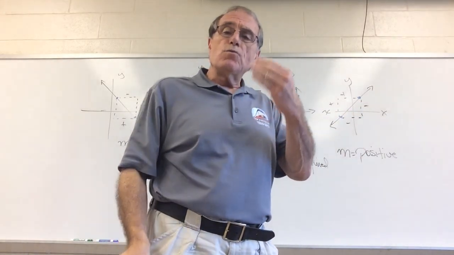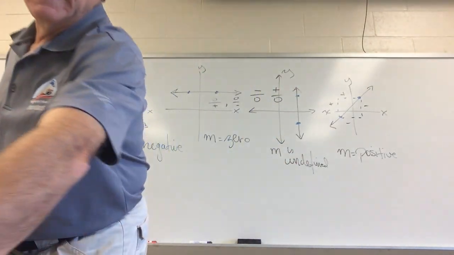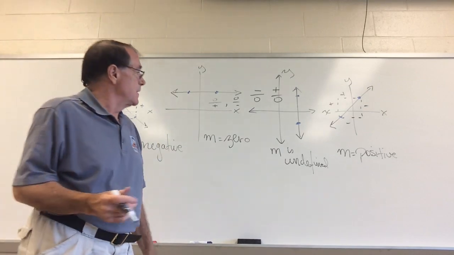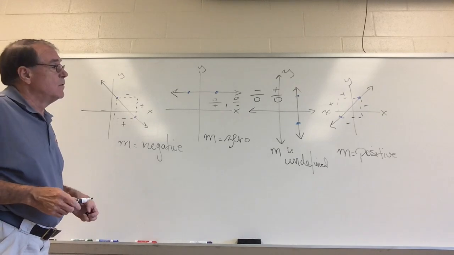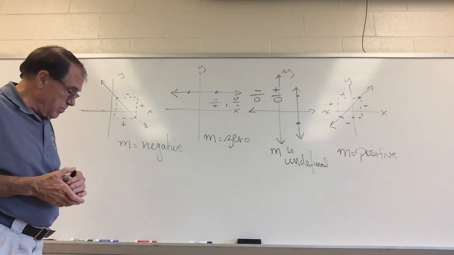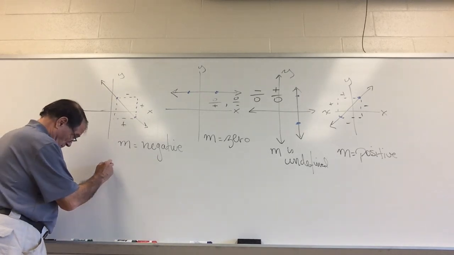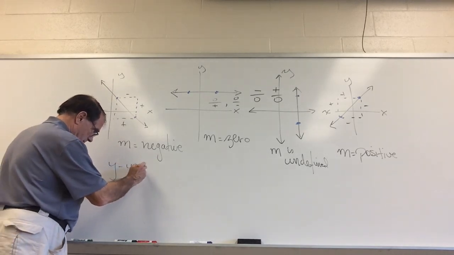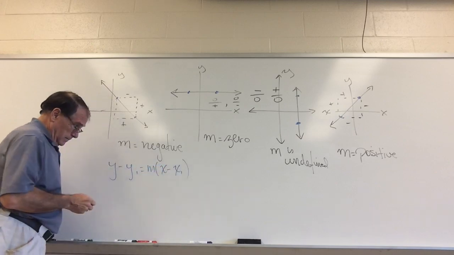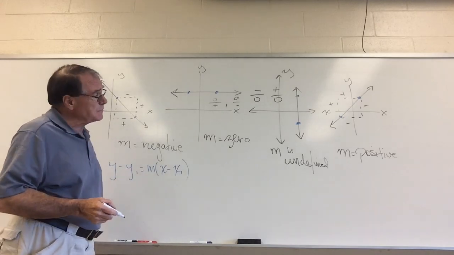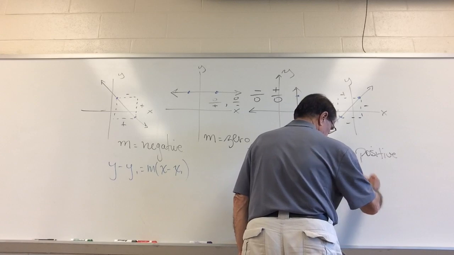Now, how does the slope and the type of line impact its equation? When we have a negative slope or we have a positive slope, the equation of a line takes the form y minus y1 equals m times x minus x1. Both when the slope is negative and when the slope is positive.